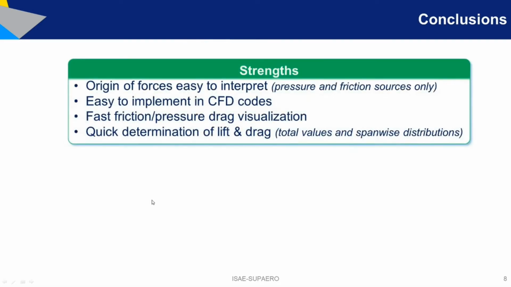So let's summarize everything here. Let's get started with the strengths of the method. Well, the first thing that we realize is that the origin of the forces is quite easy to interpret. We have realized that the pressure forces are driven by the CP distribution. The friction forces are linked to the velocity field around the body. So it's quite intuitive to understand the pressure and friction terms and ultimately the total drag.